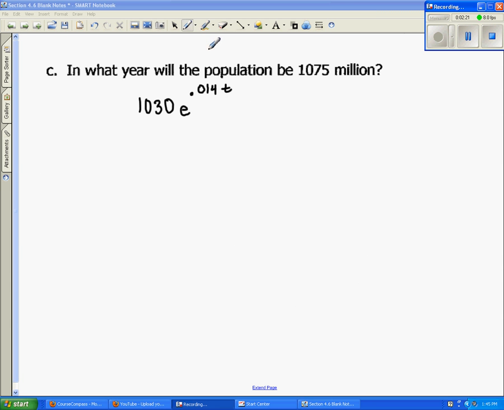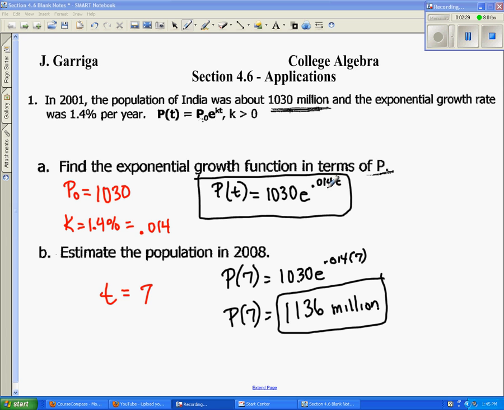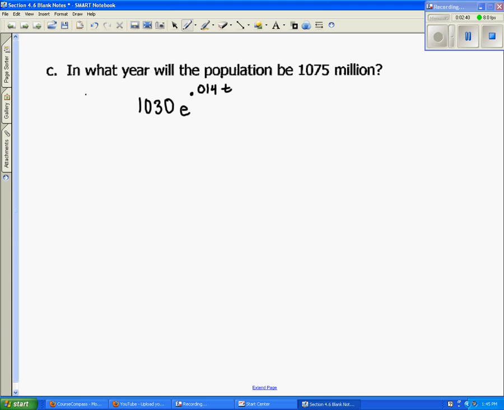Okay, my next problem says, in what year will the population be 1,075 million? So if I look back, I took my original function right here and I took the right hand side of it to start with because we want to know what this value equals. So I took this original function and I put it on the next page. So it says population at time t equals this. Well, they said the population is 1,075 million is equal to this. And it says what year, so I'm trying to solve for t.